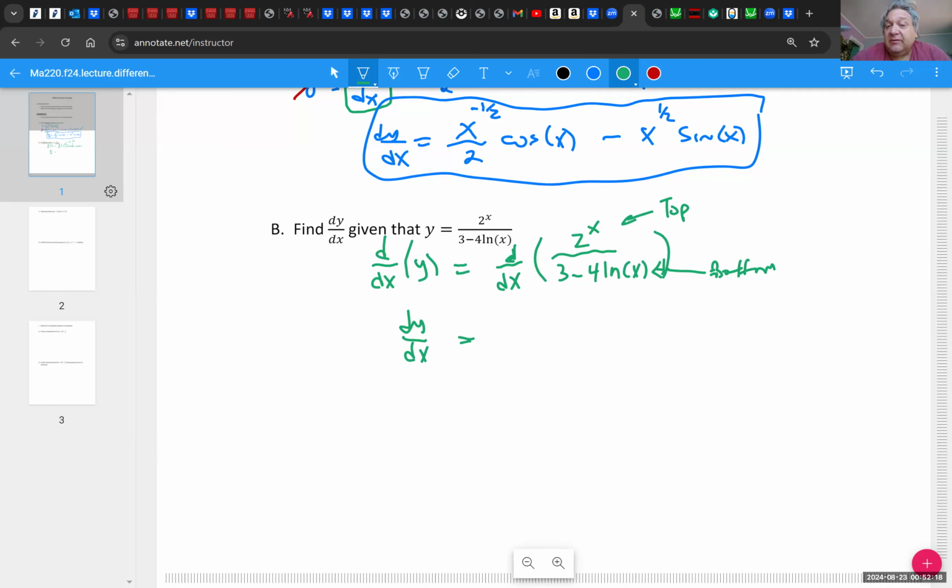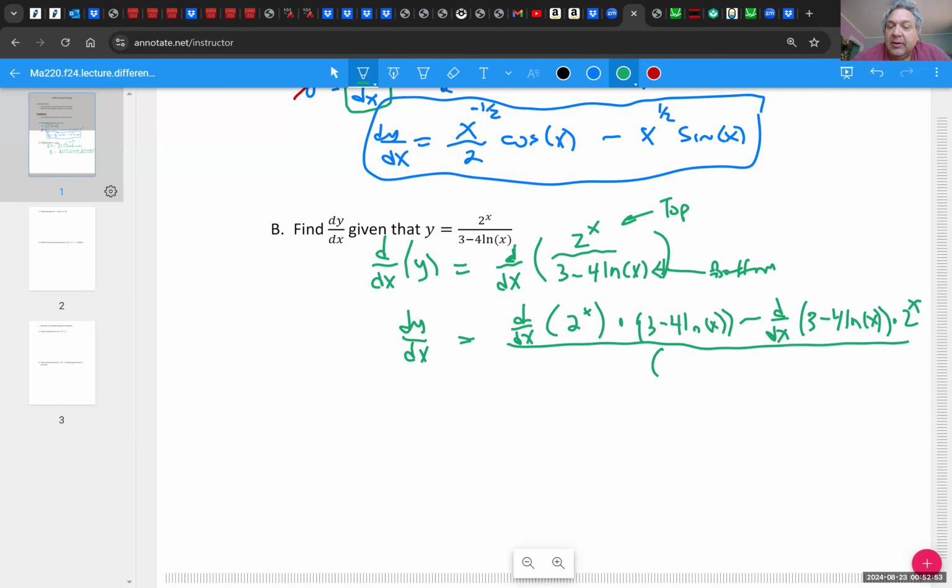Before I actually do the differentiation, I'm going to write out what I'm going to do just to emphasize this. So I'm going to differentiate the top times the bottom. And then I'm going to subtract, one more parenthesis, the derivative of the bottom times the top. And this entire thing is divided by the bottom squared.